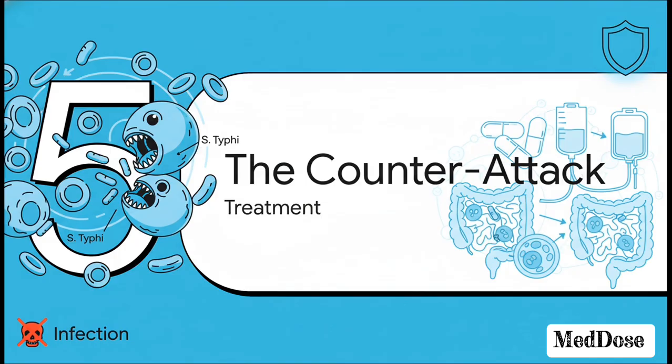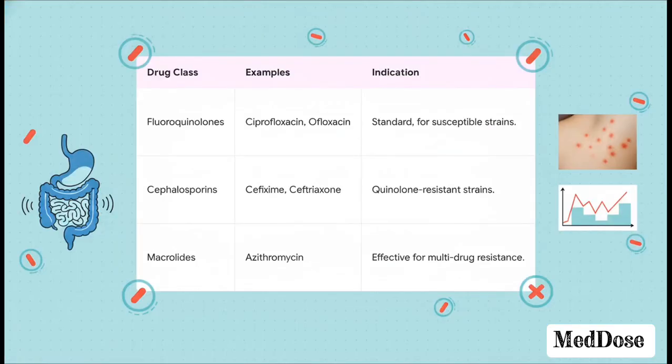So, the diagnosis is confirmed. It's time to launch the counterattack. Let's talk about treatment. For straightforward cases where the bacteria isn't resistant, the go-to drugs have been fluoroquinolones, like Cipro. But, and this is a big but, drug resistance is a huge and growing problem. So for those resistant strains, we turn to third-generation cephalosporins. And for the really tough, multi-drug resistant cases, azithromycin is a key player.